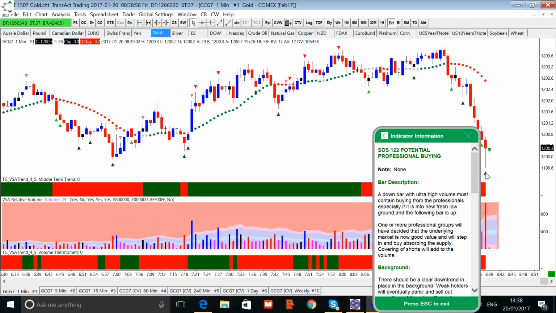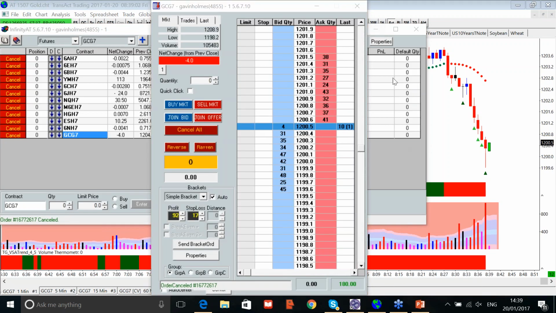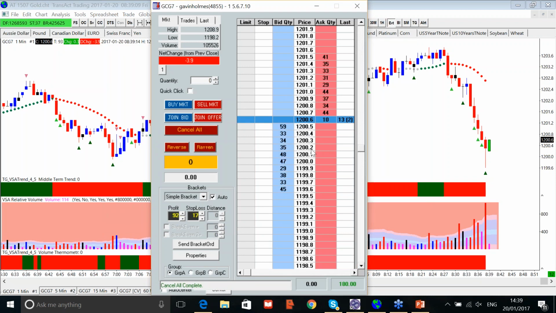Okay, now you've got this strength at 1200. There's the buying coming in. Just as I thought. You can see this once you become familiar. There's the fill. Okay, flatten. Always do this, by the way, guys, if you're using the same system as I am, which is the Infinity charts. Always make sure you cancel all once you've taken the trade.